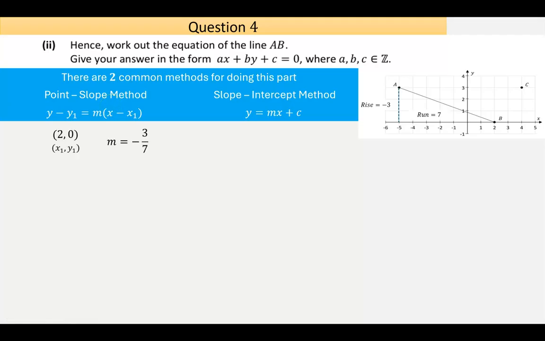For the point slope method, I need to know a point. Either point on the line. So I'm choosing 2, 0, but I could have chosen -5, 3, the A point. And I'm using the slope I found in part 1. That's where they get the hence. So once I know those two things, I can substitute them into the formula. The Y1 value goes in, the X1 value goes in, and then the slope value goes in here. And I'm using the letter M, and that's the classic way of denoting the slope. And I'm substituting that in.